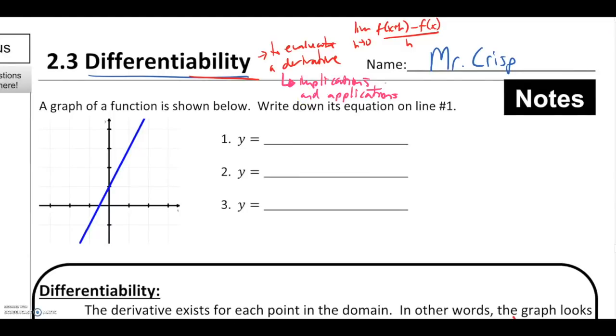So what I'd like you to do first is take a look at the graph that is shown of this function, this blue line right here. And what I'd like you to do is go ahead and use your knowledge of algebra and write down the equation for that line on line number 1 right here. Go ahead and pause the video and do that now.